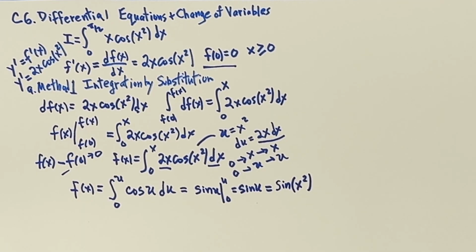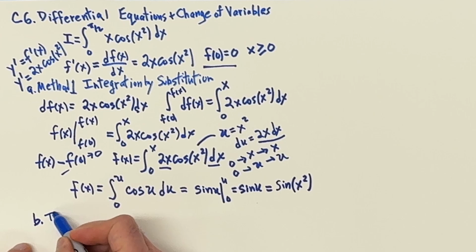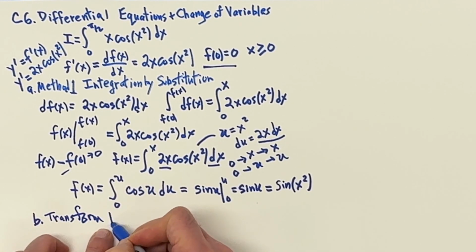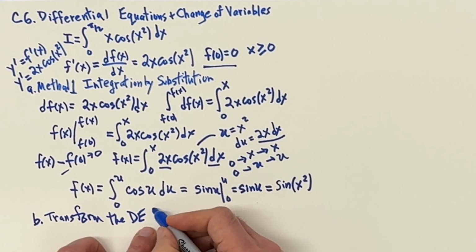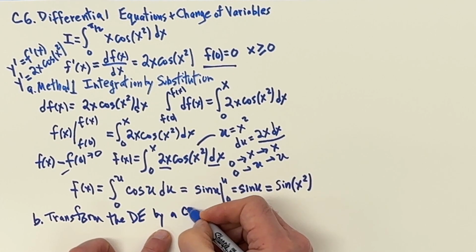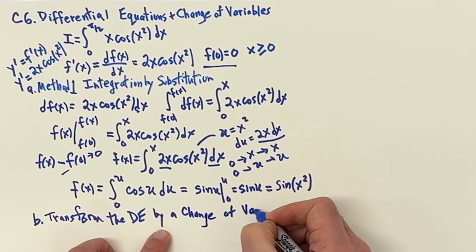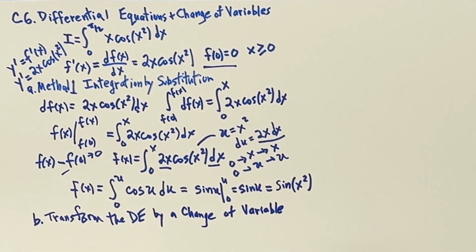A different way, and that's method B. Method B is to transform the differential equation, the DE, by a change of variable. So the change of variable theme is reappearing, but now we're doing it at the differential equation level in the hope of getting an easier differential equation to solve.